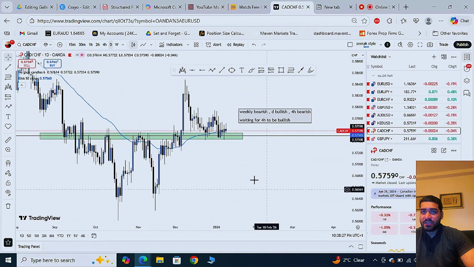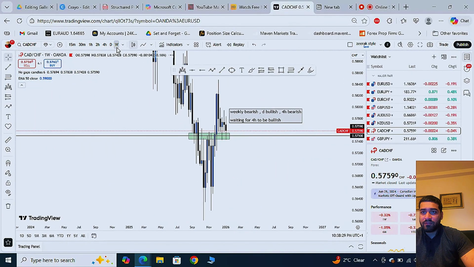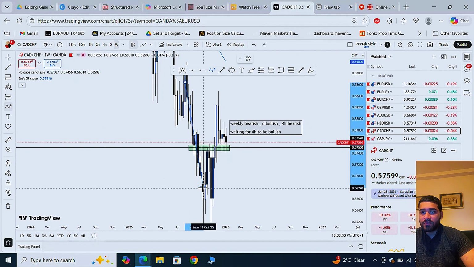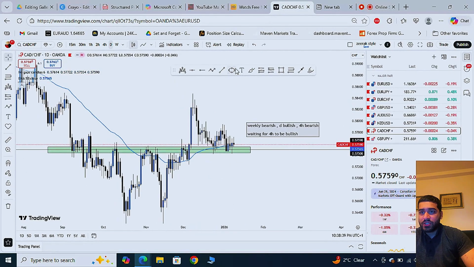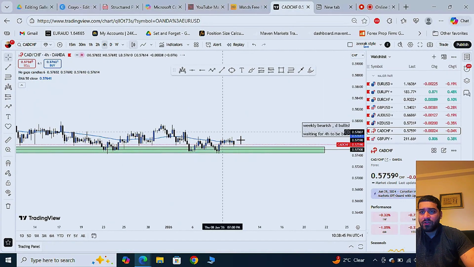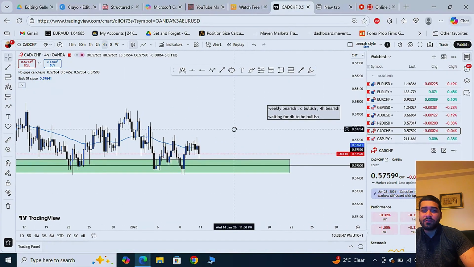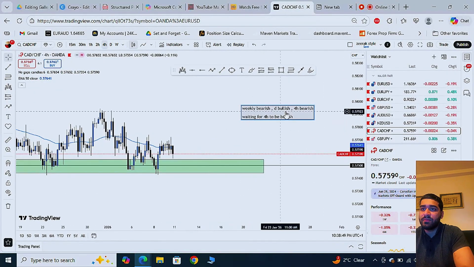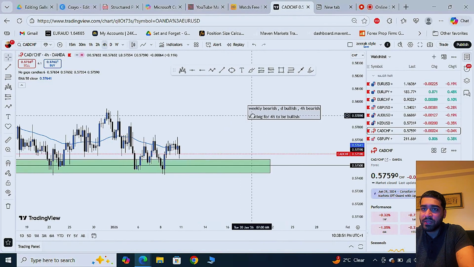CAD/CHF, in CAD/CHF we have the weekly bearish, from these points. Weekly is bearish, the daily is bullish, and we already have rejection candlesticks, more than 3. The 4-hour is bearish, so we don't have 2 time frames in sync. We have the weekly bearish, the daily bullish, the 4-hour bearish.